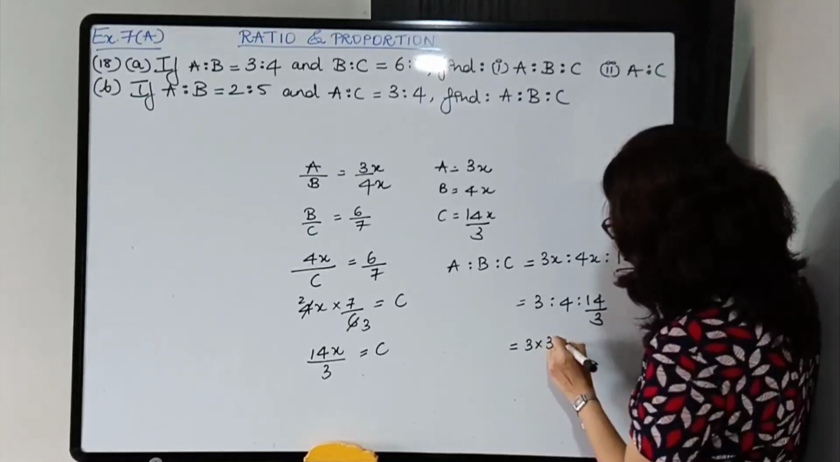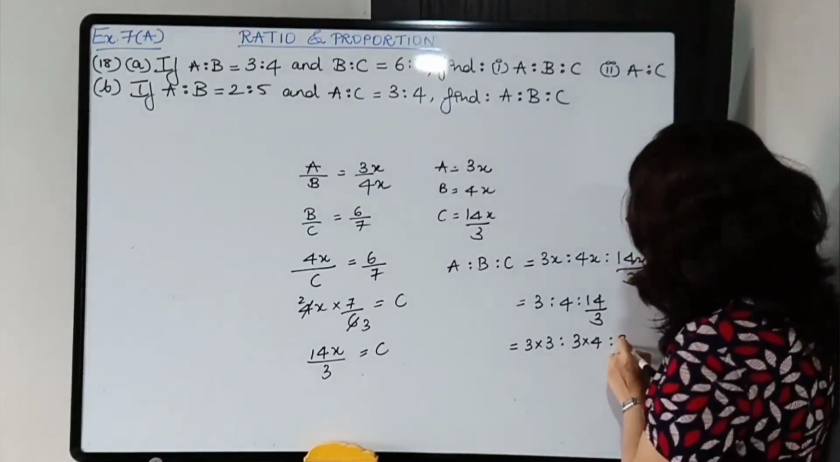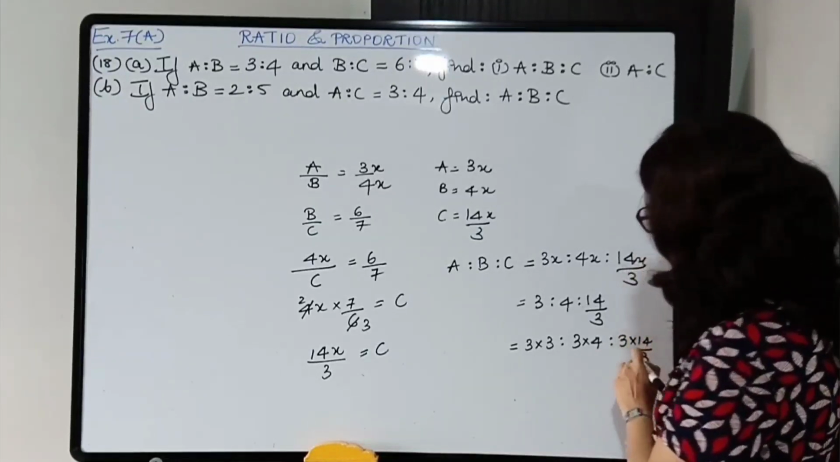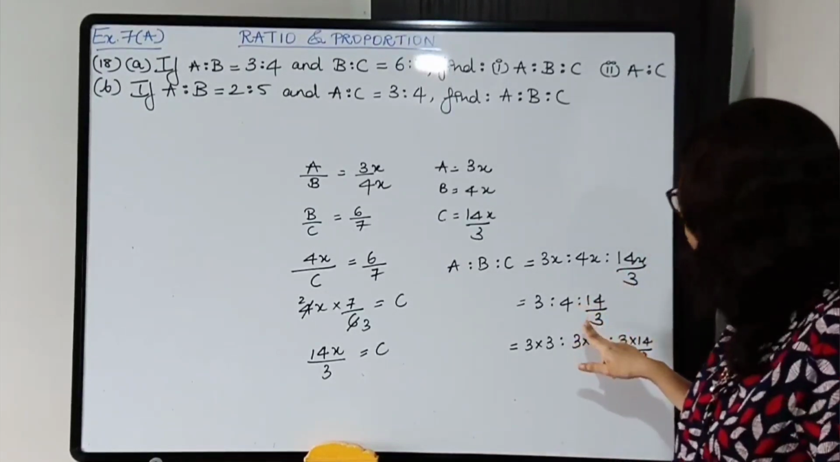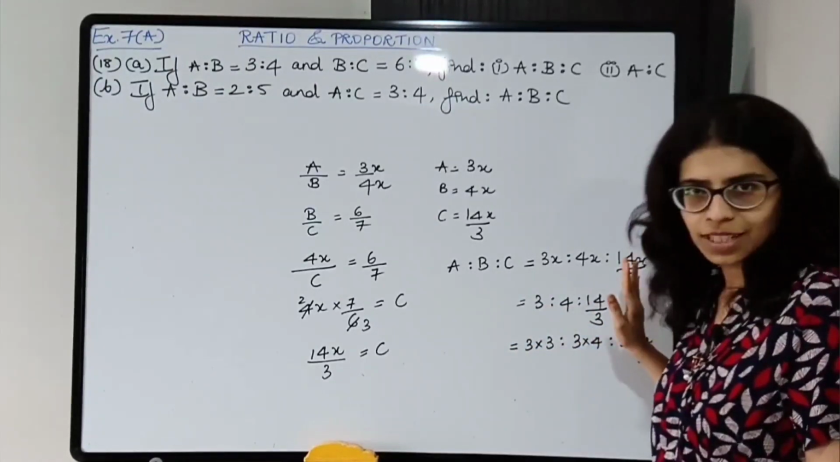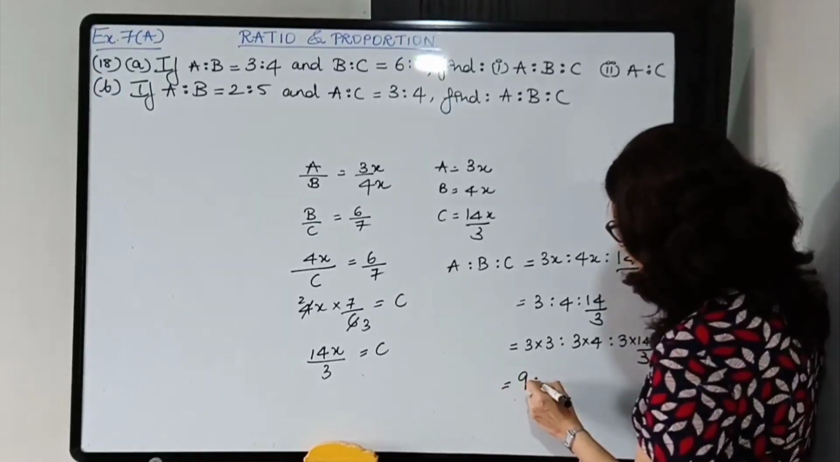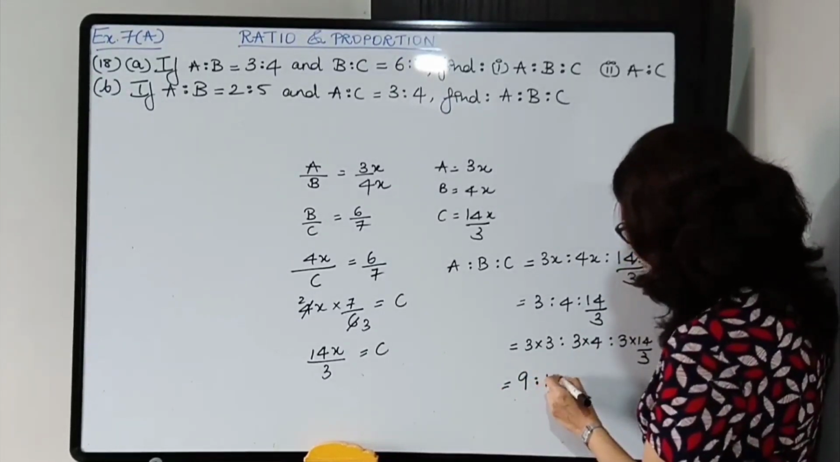3 into 3, 3 into 4 and 3 into 14 by 3. I hope you understood this part. डिनोमिनेटर में जो भी नंबर होगा वो नंबर से तीनों को मल्टीप्लाई करो. ठीक है, सो 3 into 3 will give me 9. 3 into 4, 12.